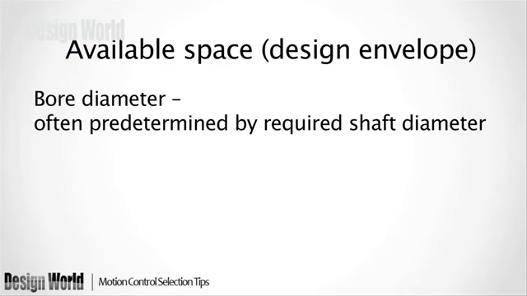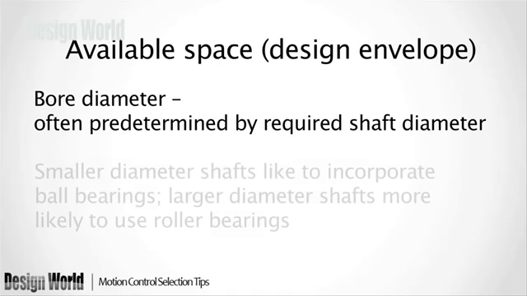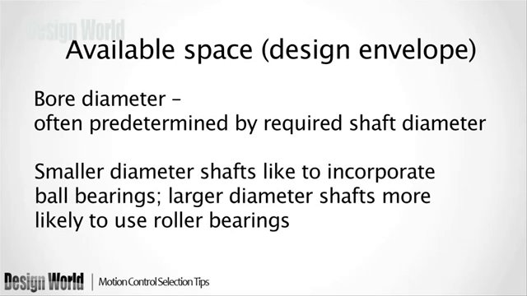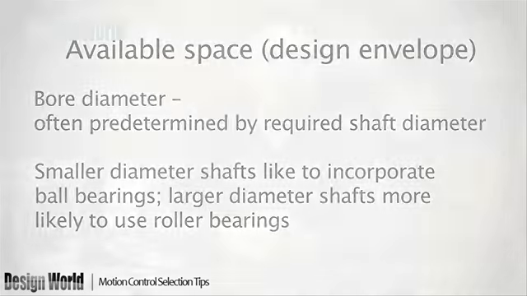In many cases, one of the principal dimensions of a bearing, the bore diameter, is predetermined by a machine's power design and the resulting required shaft diameter. In general, small diameter shafts typically incorporate all types of ball bearings, while roller bearing types usually will be specified for applications featuring large diameter shafts.